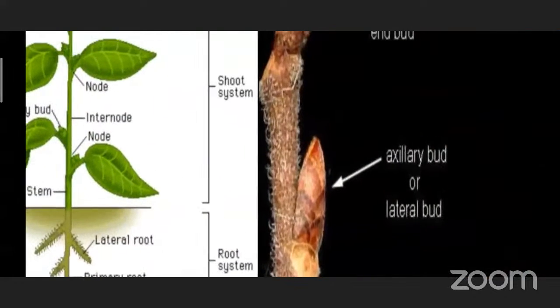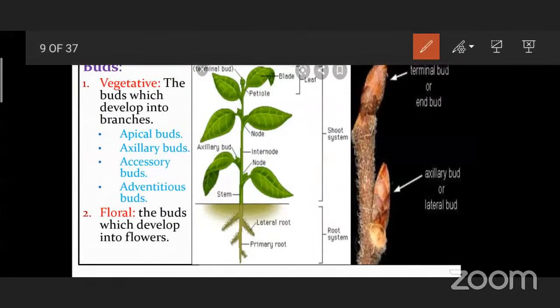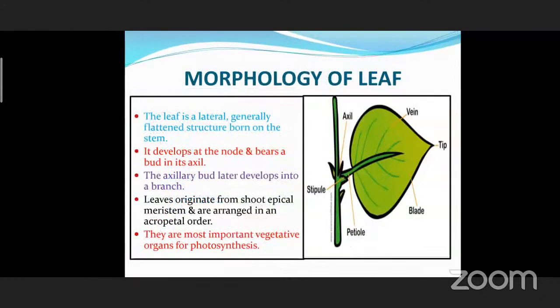Now see in this picture, this is the terminal bud or end bud or apical bud. This is the axillary bud or lateral bud. The axillary bud is located in the axil of the leaves, and the apical bud is located at the apex of the stem. Okay. Next, we will go with the morphology of the leaf.